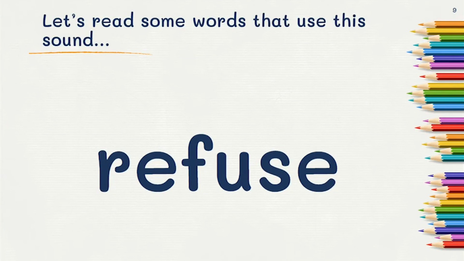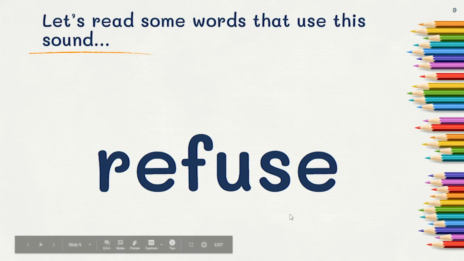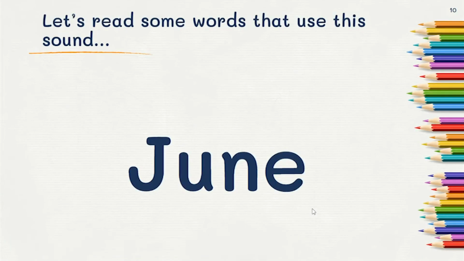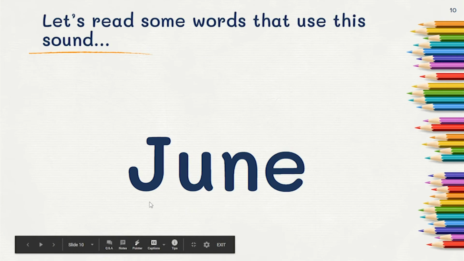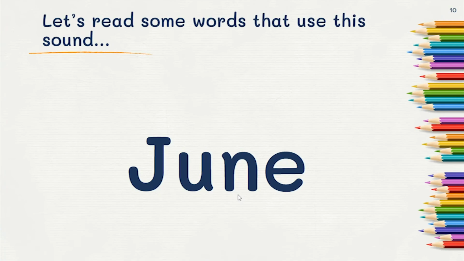Read the word on the screen. Did you say refuse? This word is refuse. R-E-F-U-S-E. Refuse. Read the word on the screen. Did you say June? This word is June. June. June.